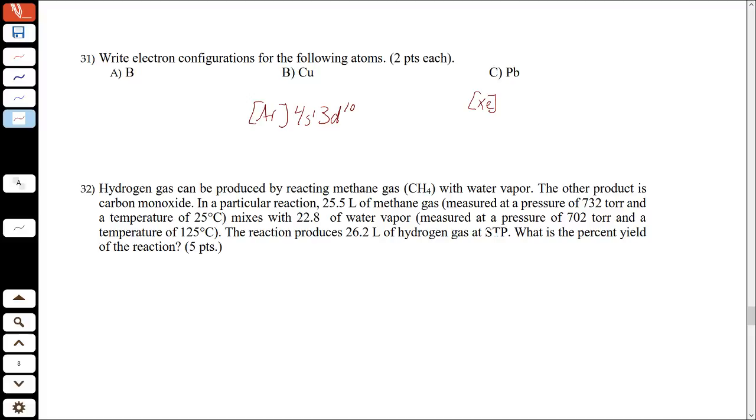But where most people messed up is that you have to actually fill the 4f, as well as the 5d. That's the lanthanides going through 57 to 71. So don't forget the f's when you're doing those heavy element electron configurations.